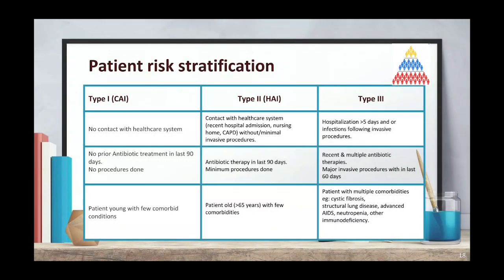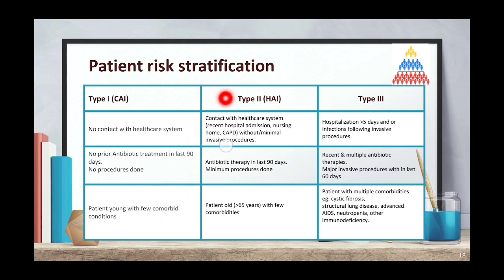We can't give the same empirical therapy for all patients. For that, we stratify patients according to risk factors. Type 1 patients. In case of community-acquired infections, they have no contact with the healthcare system, no prior antibiotic treatment in the last 90 days, no procedures done, and they are young patients with few comorbidities.